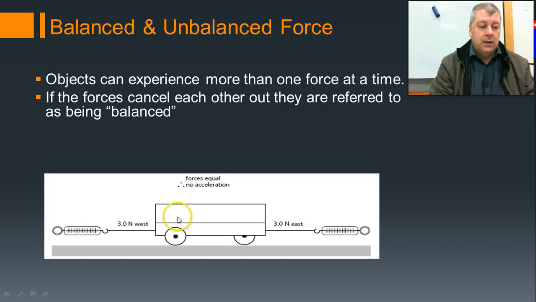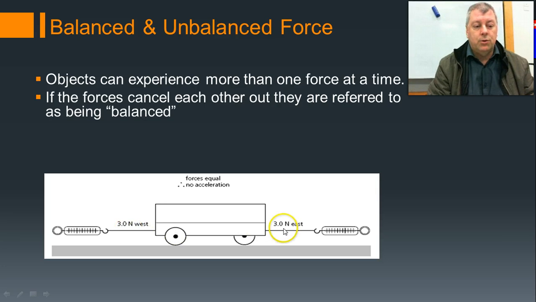Here's an example. Here's a trolley, and it's being pulled 3 newtons to the east and 3 newtons to the west. Forces are equal, therefore no acceleration. And in this case, if the body was already stationary, it would stay stationary. Now, to complicate things, let's imagine if this trolley was moving and we applied these two forces. Well, again, the trolley would just keep moving at the same velocity. There's no acceleration. The forces cancel each other out.